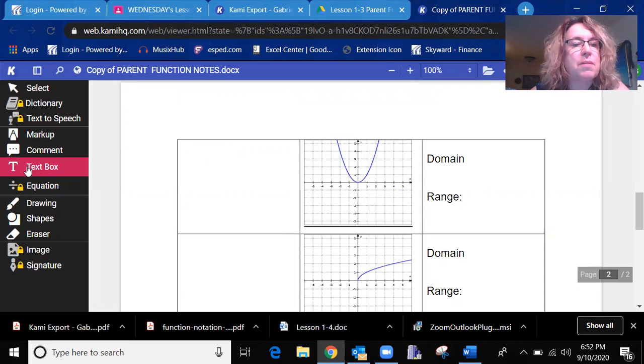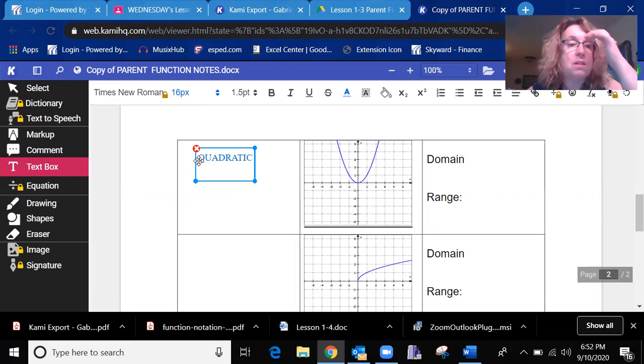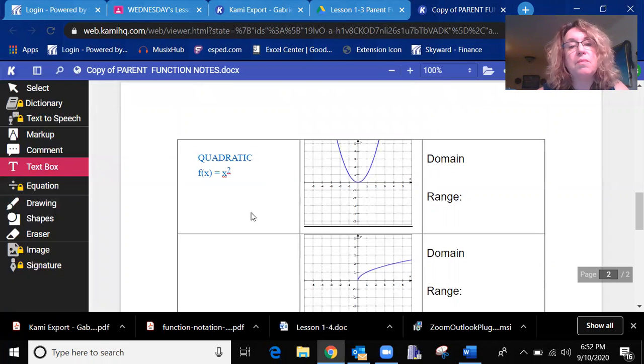I'm going to start over. This is the quadratic function, which is, and I can name it two different ways. F of x equals x squared, but I can't do the squared on this, or can I? Oh, I can. It gives me some superscript, so I can put x, and I think I have to highlight the 2 and then go up here and lift it like an exponent. So x squared.